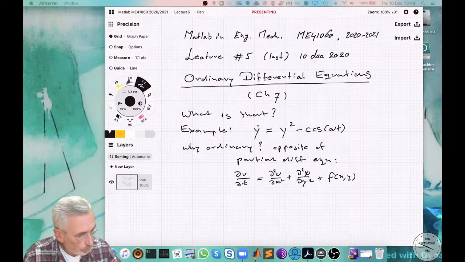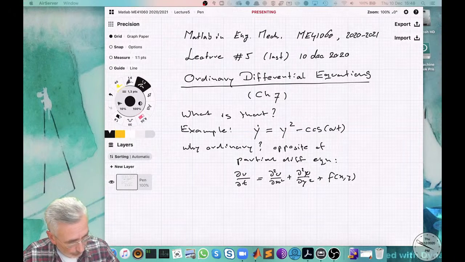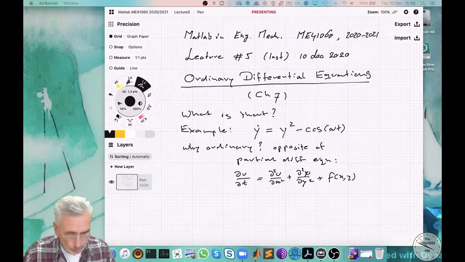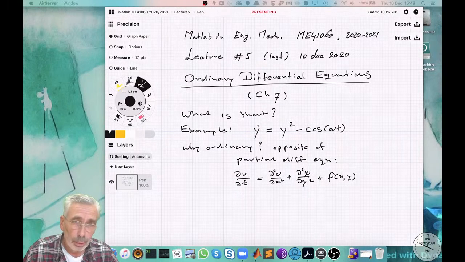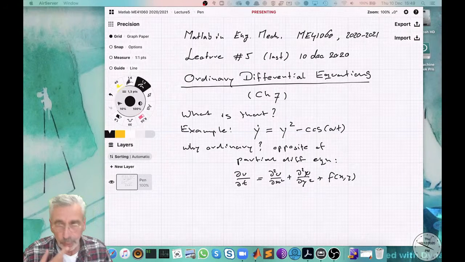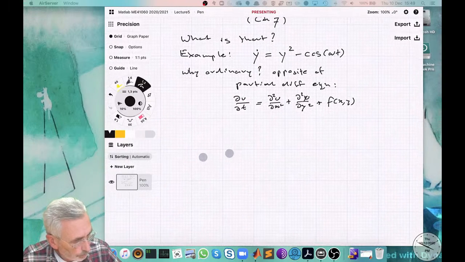So that's why it's ordinary, and why differential? Well, because we see a derivative in the equation. And for the rest, it depends on the function value itself and on time, the thing which you do your differentiation with respect to. Okay. So that is why we talk about an ordinary differential equation.